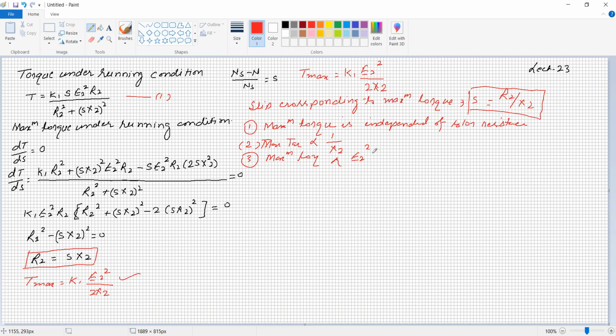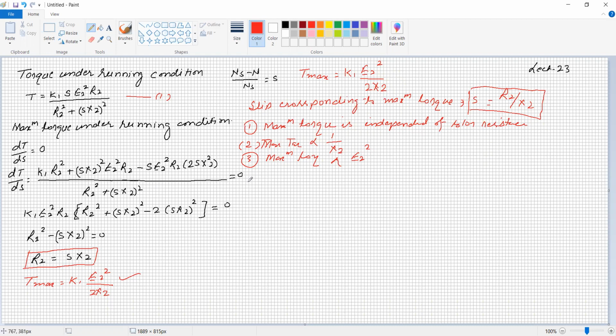Next point is that for obtaining maximum torque at S is equal to 1, the rotor resistance must be equal to the rotor reactance. So this is the one.